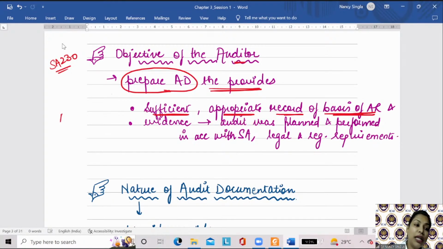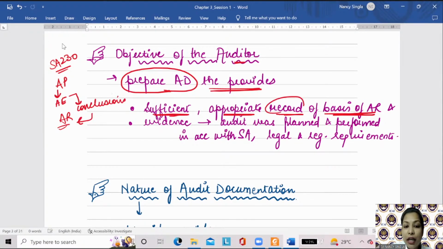Right? What is the basis of the auditor's report? It is that he performed certain procedures based on which he obtained certain audit evidence, based on which he drew certain conclusions, and based on which he gave his audit report. So, a sufficient appropriate record of the basis of the auditor's report. And if someone asks the auditor, tell me whether you planned and performed the audit in accordance with SAs, the auditor can always show the audit documentation: look, in the audit documentation I have done it the way it is mentioned in the SAs. So it also provides evidence that the audit was planned and performed in accordance with SAs and legal and regulatory requirements.